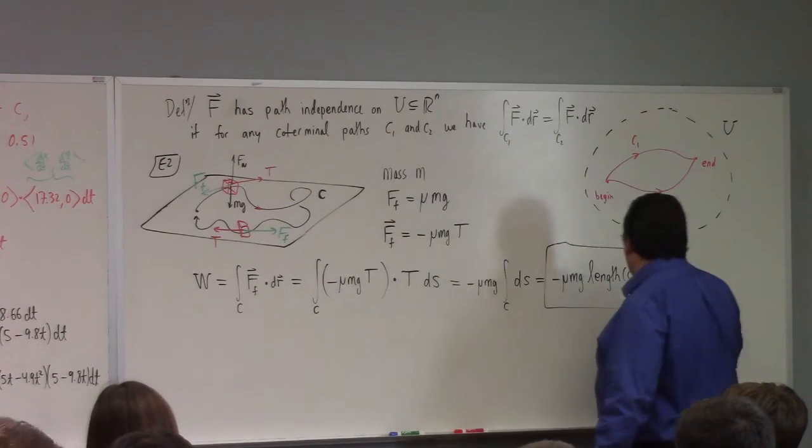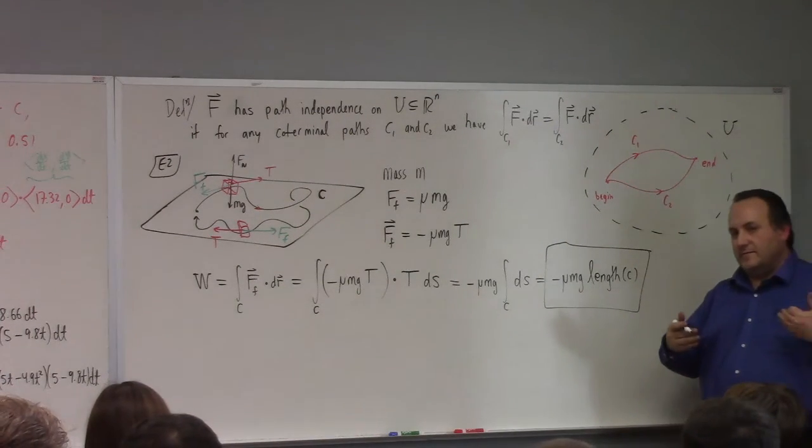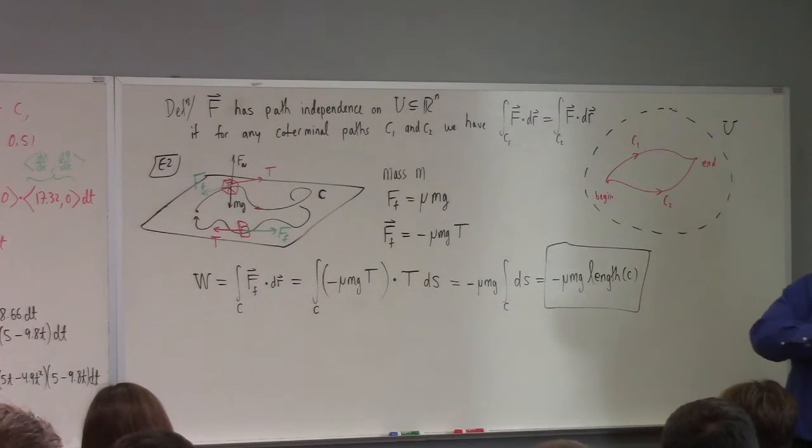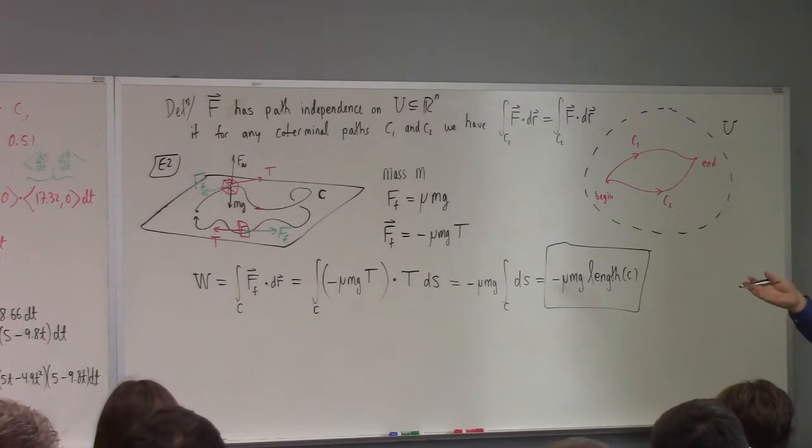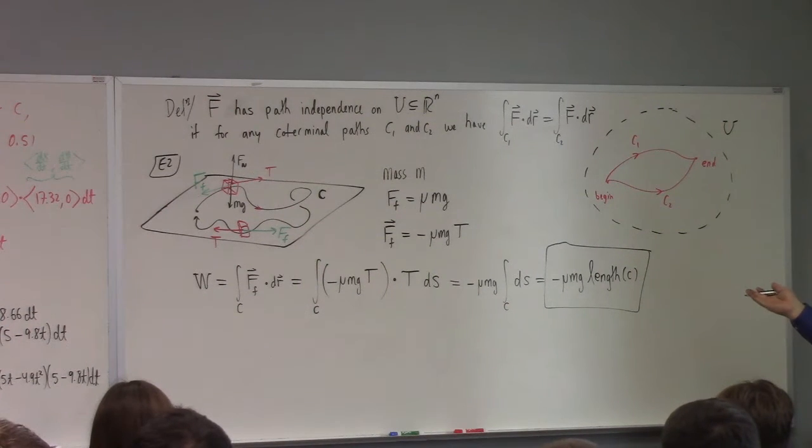And so there you go. That's the work done by the friction force. It's simply mu mg times the length of the curve. And there's a minus because why? Because it's going opposite the direction of motion everywhere.